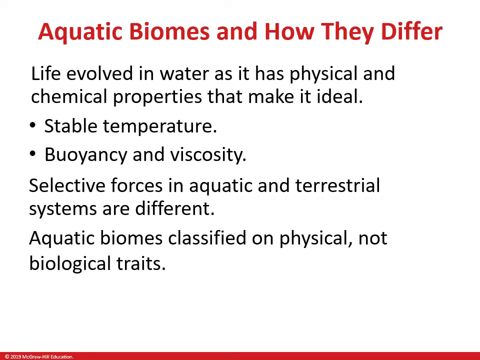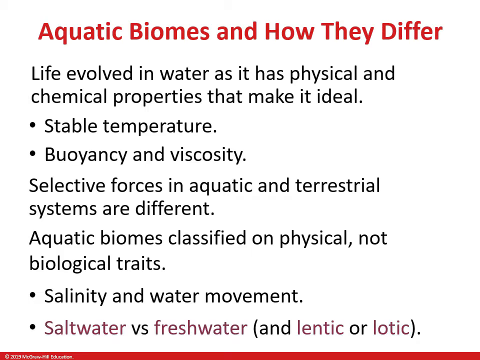Aquatic biomes are classified based on their physical characteristics, as opposed to the terrestrial ones being classified based on their dominant plants. The aquatic ones are based on the abiotic environment, things like salinity and water movement: salt water versus fresh water, lentic or lotic.